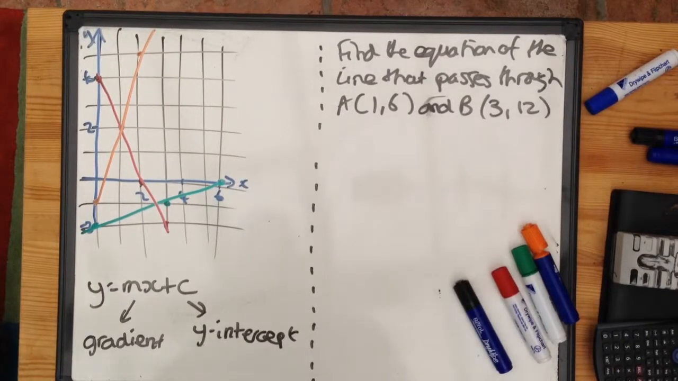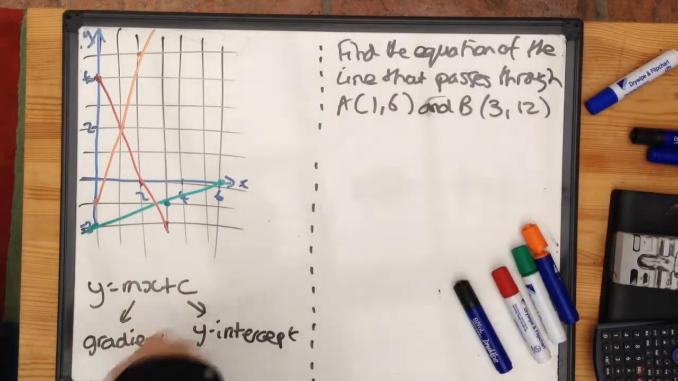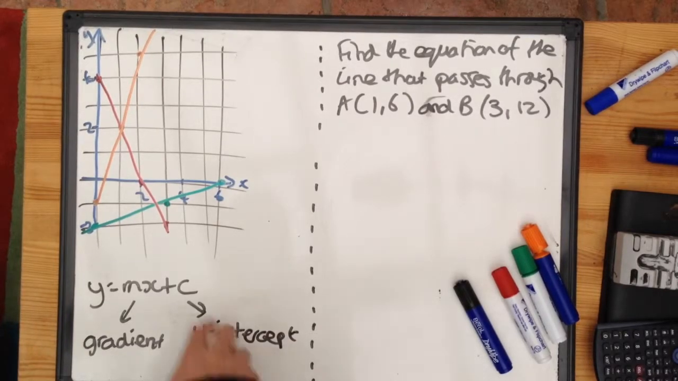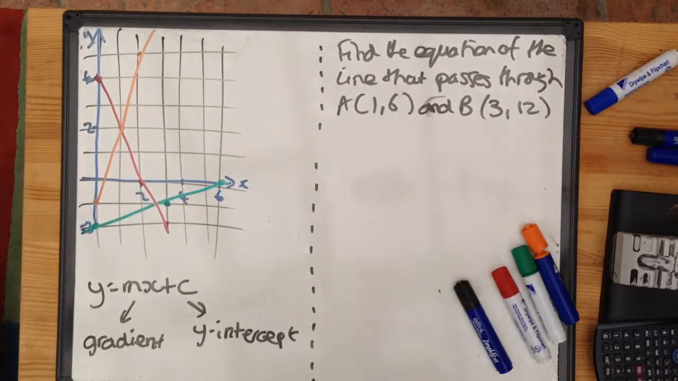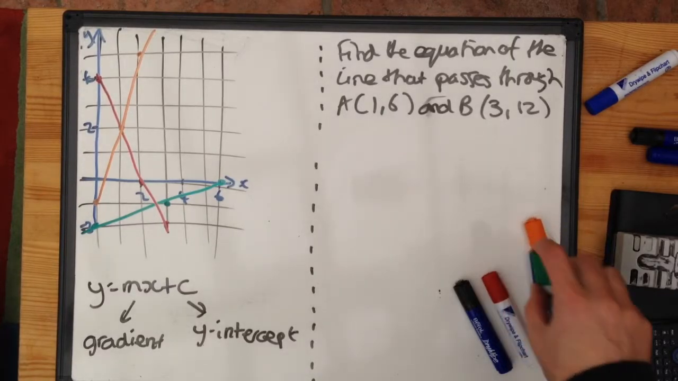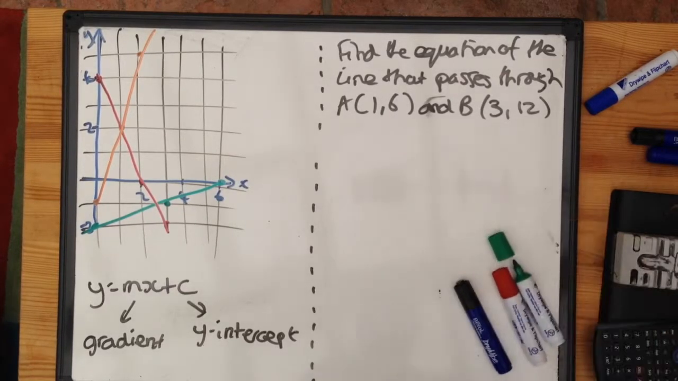The equation of a straight line is y is equal to mx plus c, m being the gradient of the line, c being the y-intercept, where the line crosses the y-axis. So we're going to find the equation of each of these coloured lines on the graph here. I'm going to start with the orange one.